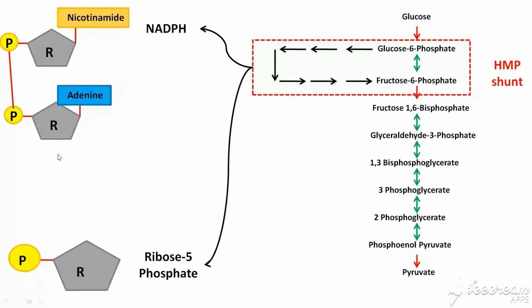Now, NADPH is going to be composed of two nucleotides. One of them is going to be adenosine, which has the nitrogenous base adenine, and the other one is going to be a nucleotide, but it has a nitrogenous base called nicotinamide.